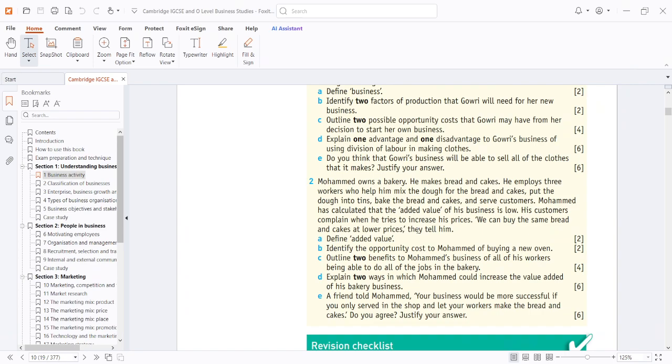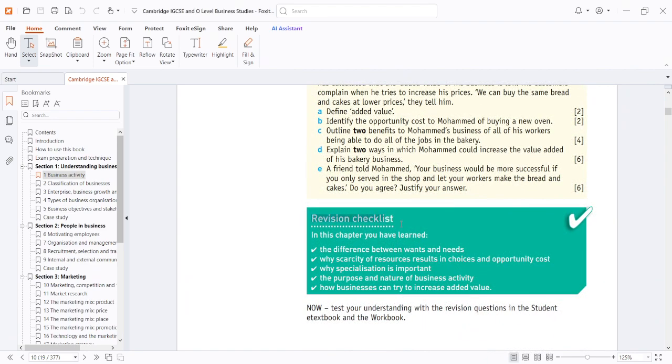In this case, you don't have to state your opinion. Actually, yeah. So, question E, a friend told Mohammed your business would be more successful if you only served in the shop and let your workers make the bread and cakes. Do you agree? Justify your answer. Another 6 marker. This is very good for practice. So go ahead and try it. I will show you guys the answers at the end of this video, or I will make a post on it soon.